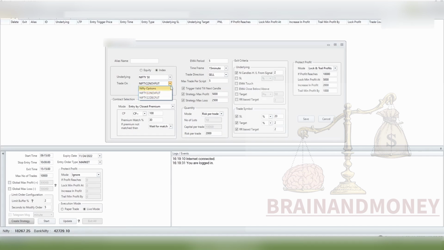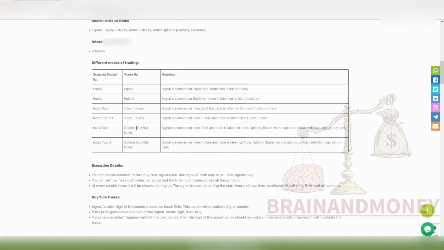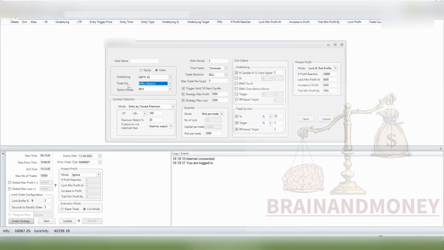The second mode is you can take the entry in the options. For options, there are two modes given. One is the option buy mode and one is the option sell mode. So let's say if there is a buy signal generated and you want to buy a call option, for that you can set the option mode as buy. And let's say if a buy signal comes and you want to sell a put instead of buying the call, then you can set the mode as sell.